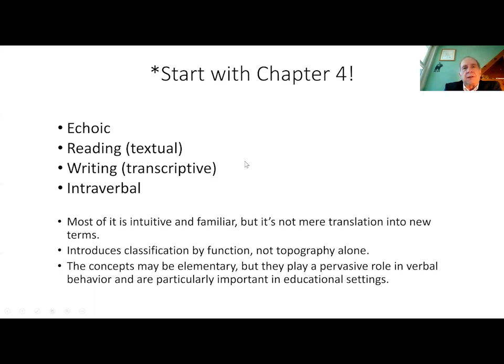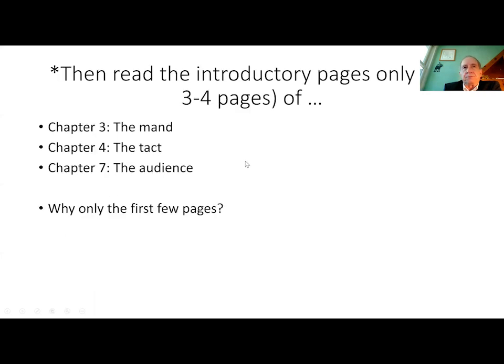So it's a good place to start because you'll feel on familiar ground, and you won't have any difficulty with the chapter. Then go back and read the introductory pages, and only the introductory pages, of the chapters on the mand, the tact, and the audience, chapters 3, 4, and 7. Skinner goes on at great length into all kinds of varieties and implications of these concepts.